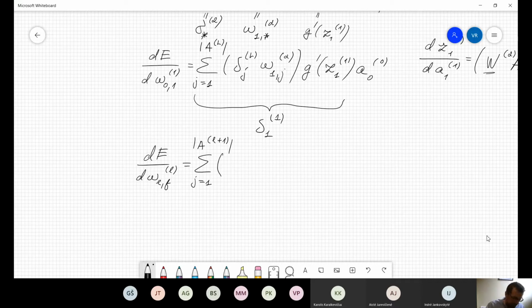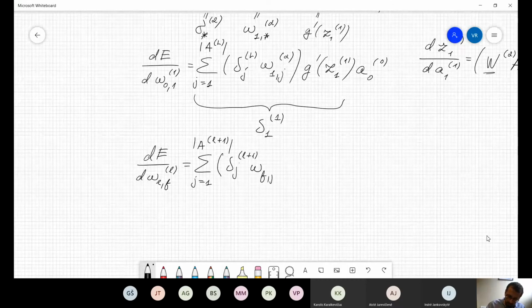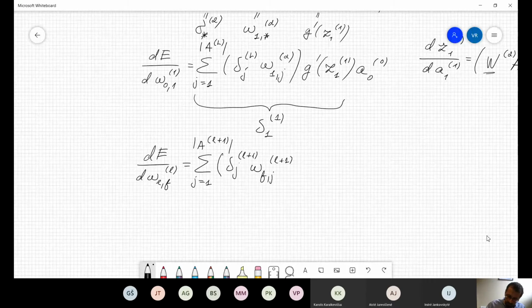And what you do, you basically multiply the neurons up there with deltas and the weights W_ij of layer L plus 1, all the weights. So these are multiplications of the previously calculated changes on the previous neurons. And now you have it all calculated.